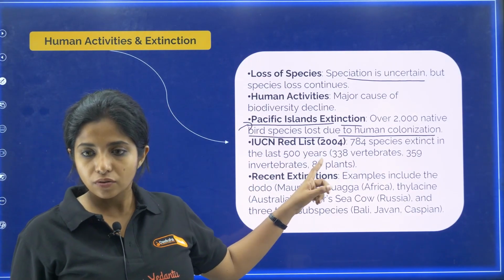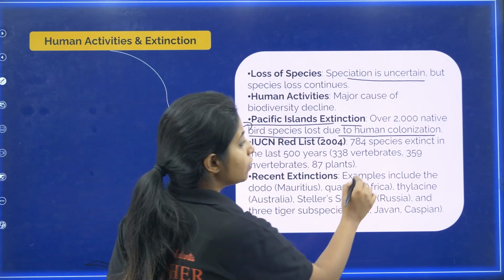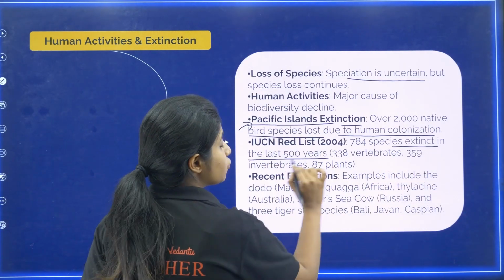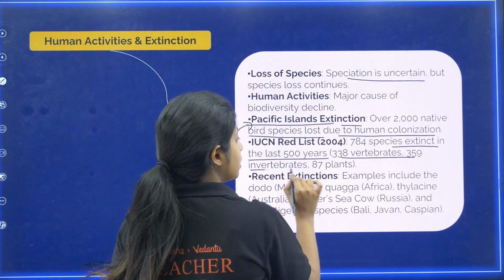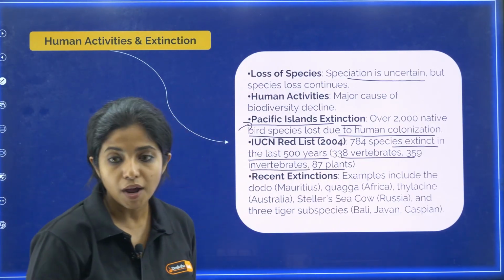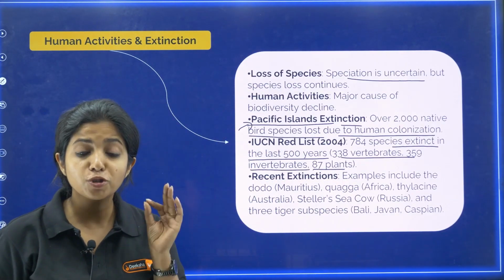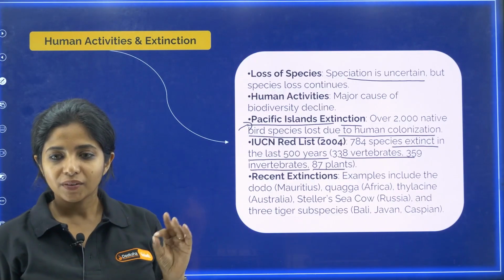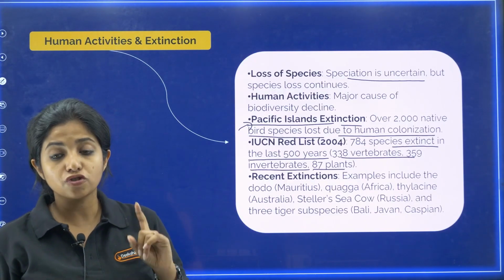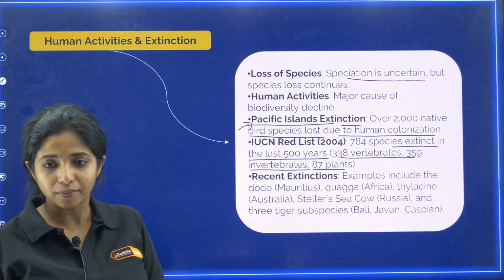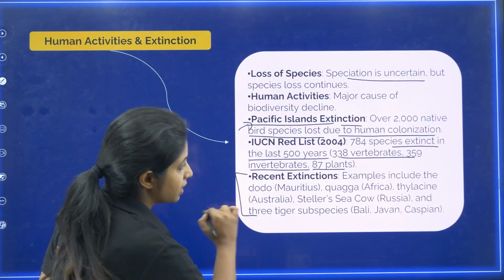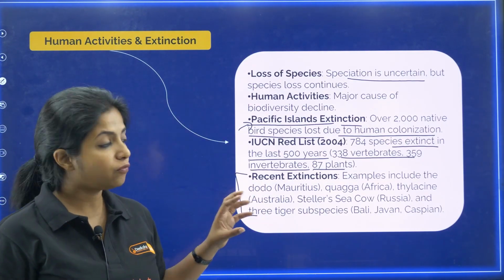Then, according to the IUCN list, 784 species have gone extinct in the last 500 years. Out of them, 338 are vertebrates, 358 are invertebrates, and 87 of them are plants. 784 species, can you imagine? Those are extinct in just 500 years. So in the next 20 or 10 years, we cannot expect what is going to happen. But now what is most important is the recent extinctions, the names and where they belong.